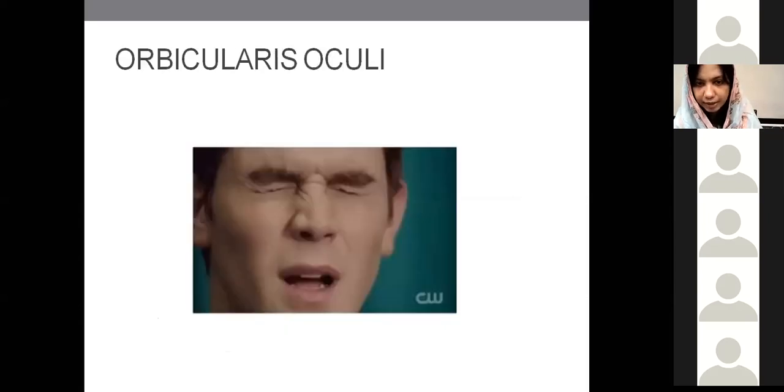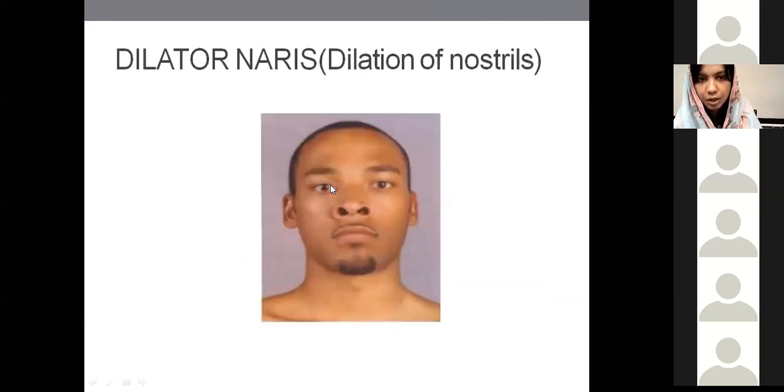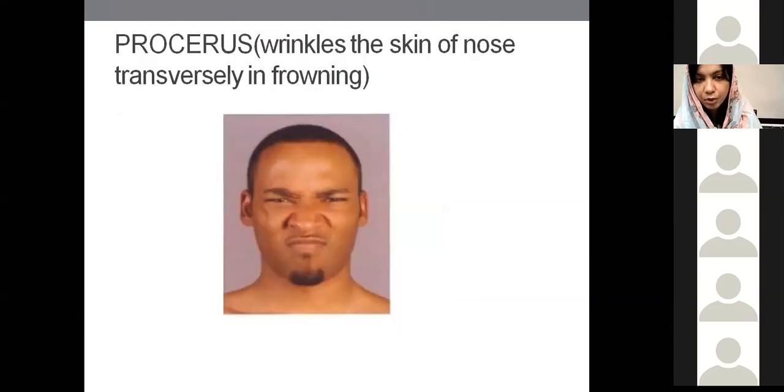Orbicularis oculi, that is the tight closure of your eyes. Corrugator supercilii draws the eyebrows downward and medially, producing the vertical wrinkles of the forehead. Dilator nares dilates the nostrils. Procerus wrinkles the skin of the nose transversely in frowning.